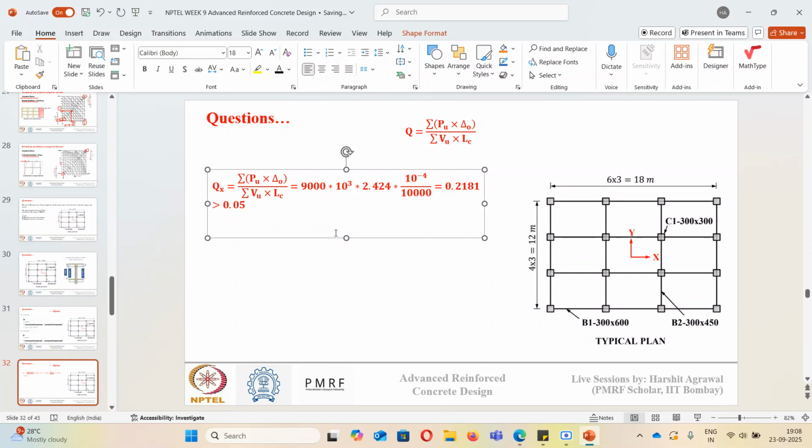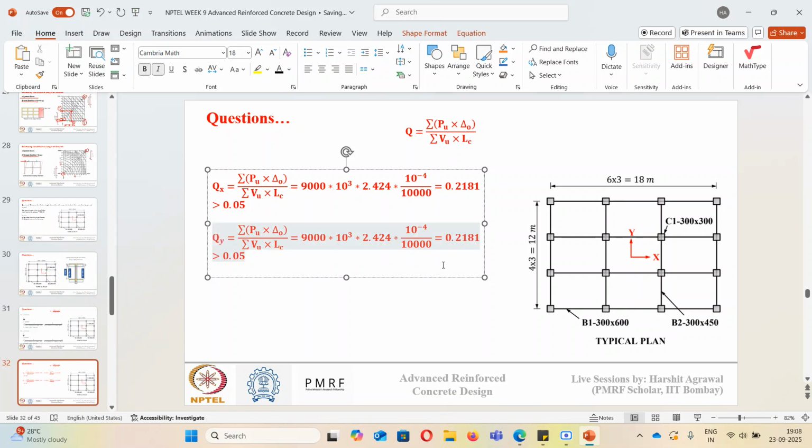What about y direction? Again we'll repeat this calculation, just the delta naught by vu value will change. So in y direction, if I calculate q, the stability factor, here we just need to change this 2.424, it will be 2.566. So this value will come out to be 0.2309. So this is also greater than 0.05. So what we can say, the columns in the story should be considered as unbraced in both directions, because qx and qy both are greater than 0.05.